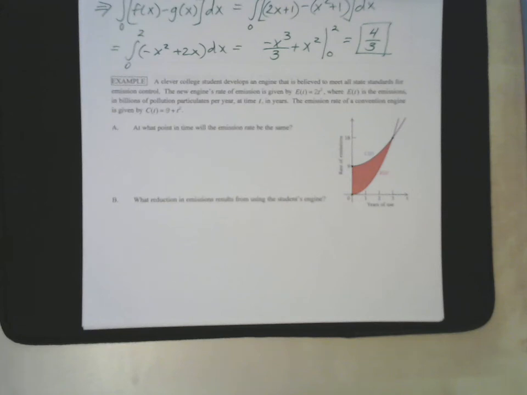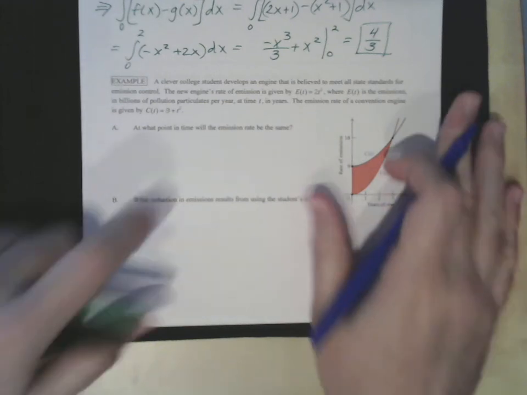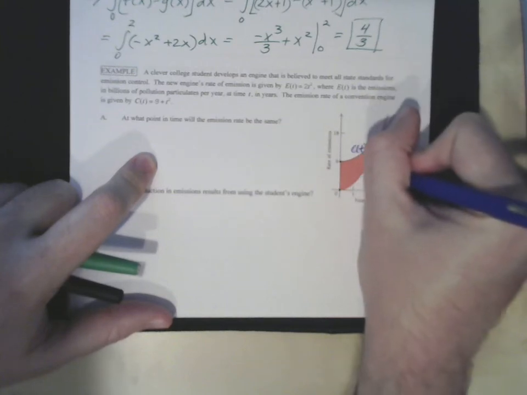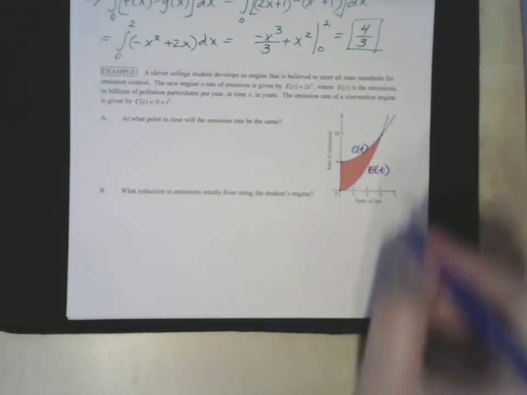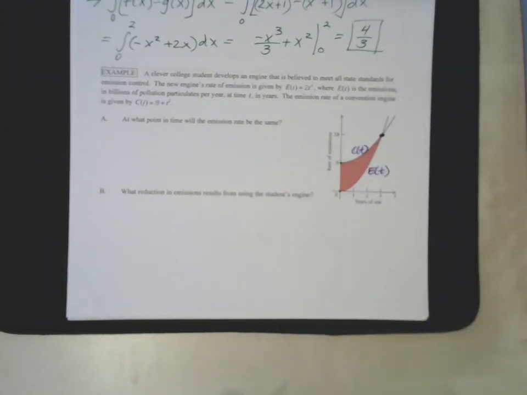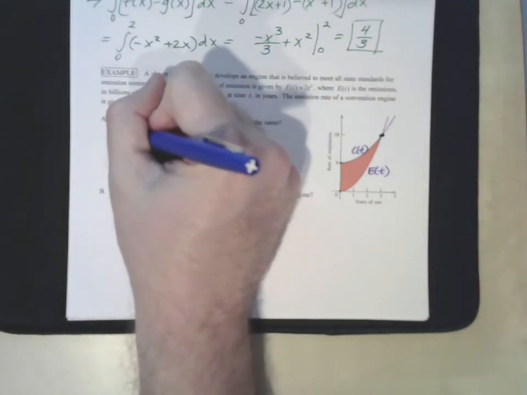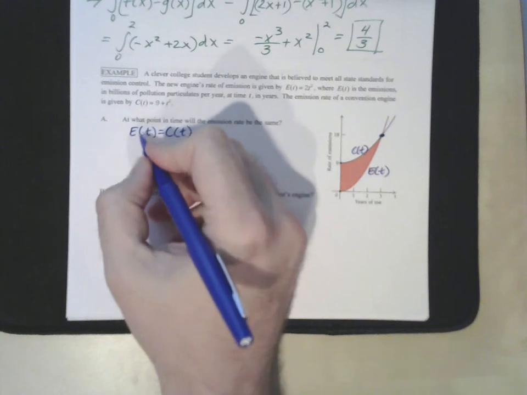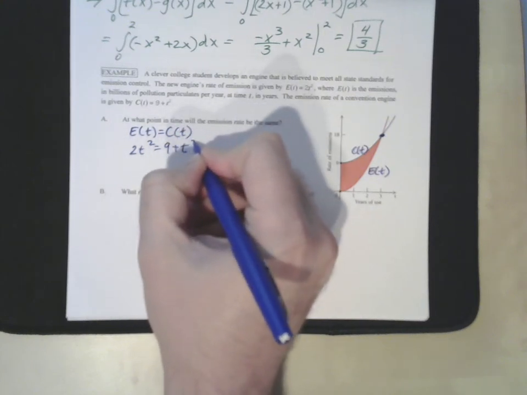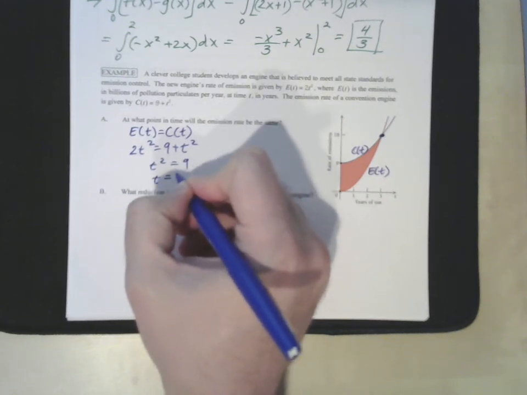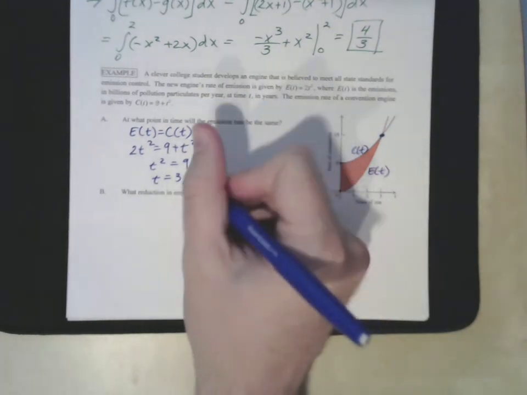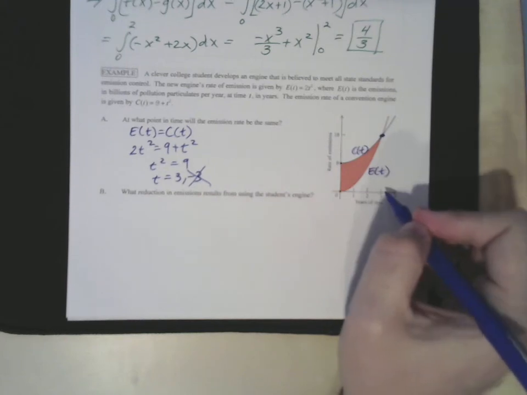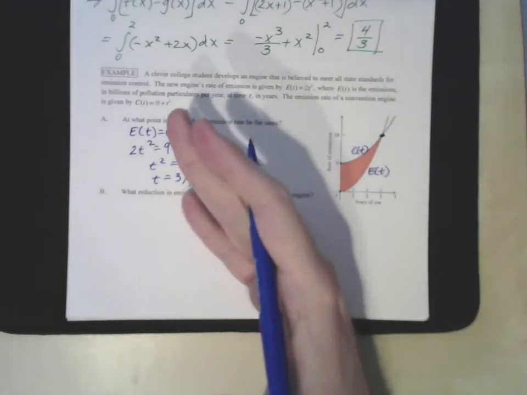In part A, we want to know at what point in time the emission rate will be the same. So we are comparing the new engine versus the traditional, E to C. You'll notice I've provided a diagram of E of t. Where they are the same is where they are equal, so we need to find that point. So we set E of t equal to C of t, or 2t squared equals 9 plus t squared, so t squared equals 9, or t equals 3 and negative 3. Now since t is time, we can eliminate the negative value, and we see that that matches up with our graph. So this is the algebra that dictates the graph.